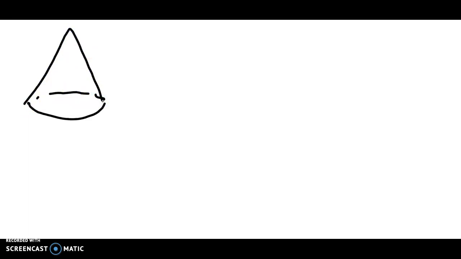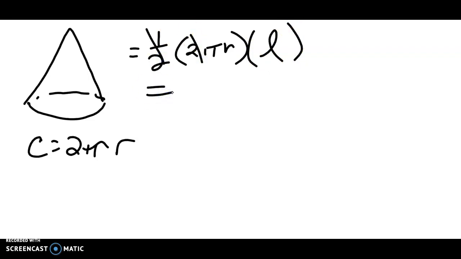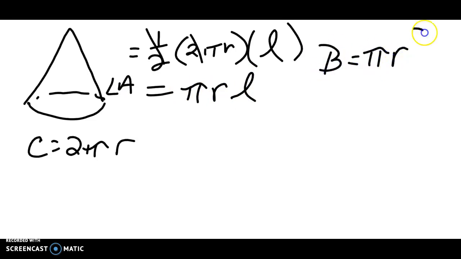So circumference, 2 pi r, instead of perimeter. So we have 1/2 circumference, 2 pi r, times the slant height. Well, this half and that 2 eliminate, so then our lateral area is going to be equal to pi times r times L. And of course, your base figure is going to be pi r squared.